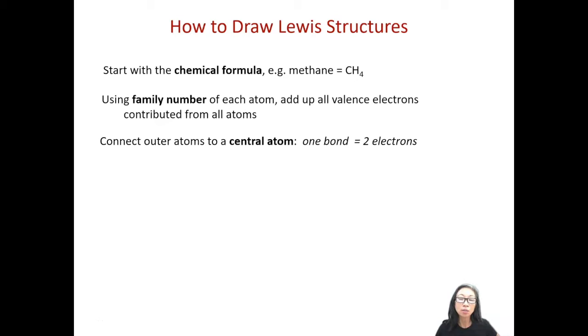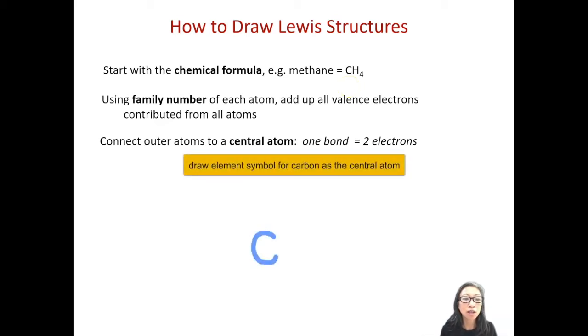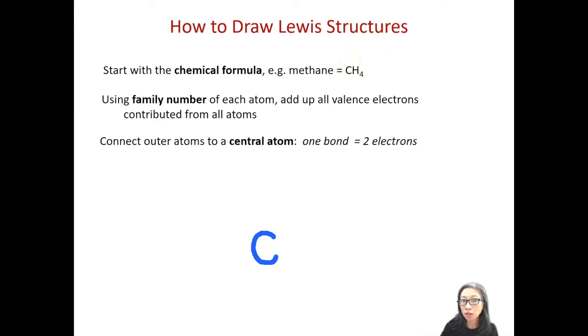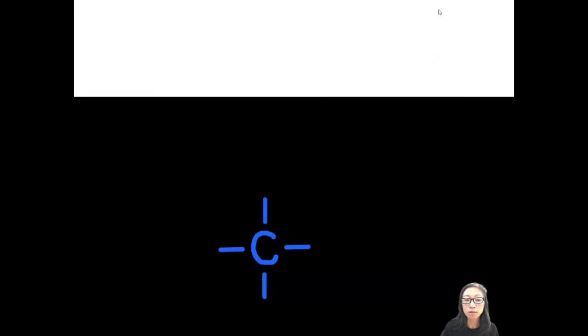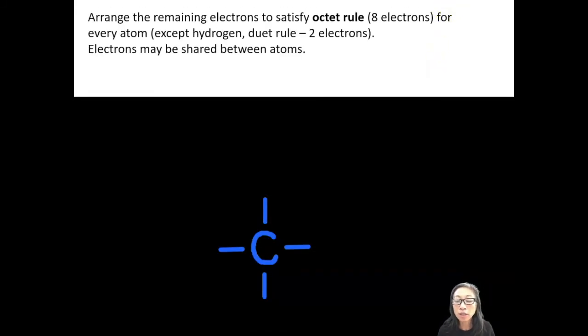Choose one atom to be in the middle. If you have only two atoms, you connect them with a single line. But if you have more than two atoms, like this example of methane, there's five atoms, then connect all the outer atoms with single bonds. And one bond is one line, which is two electrons. So for this carbon, you're going to draw the carbon with four lines and four hydrogens.